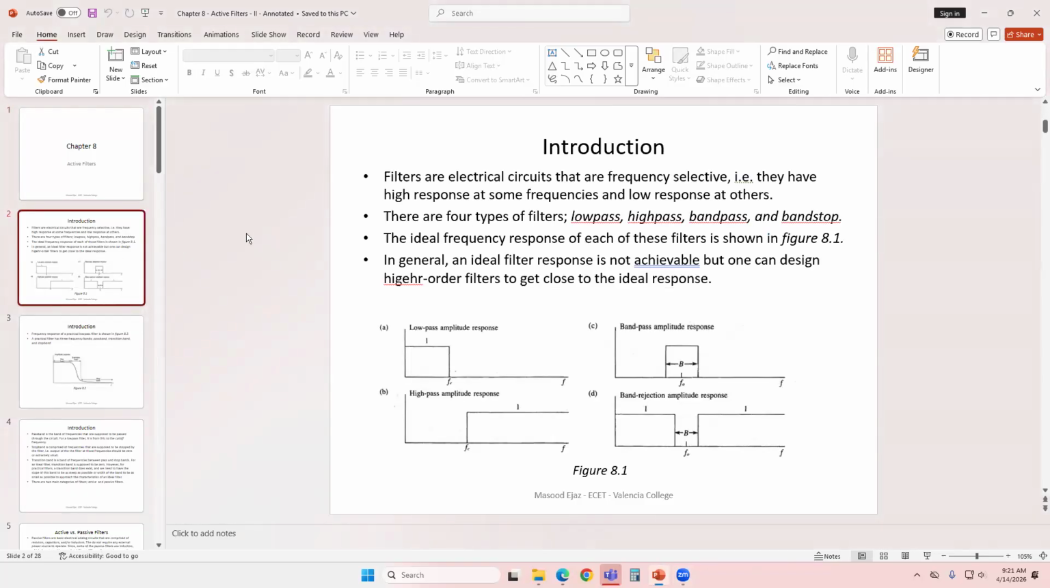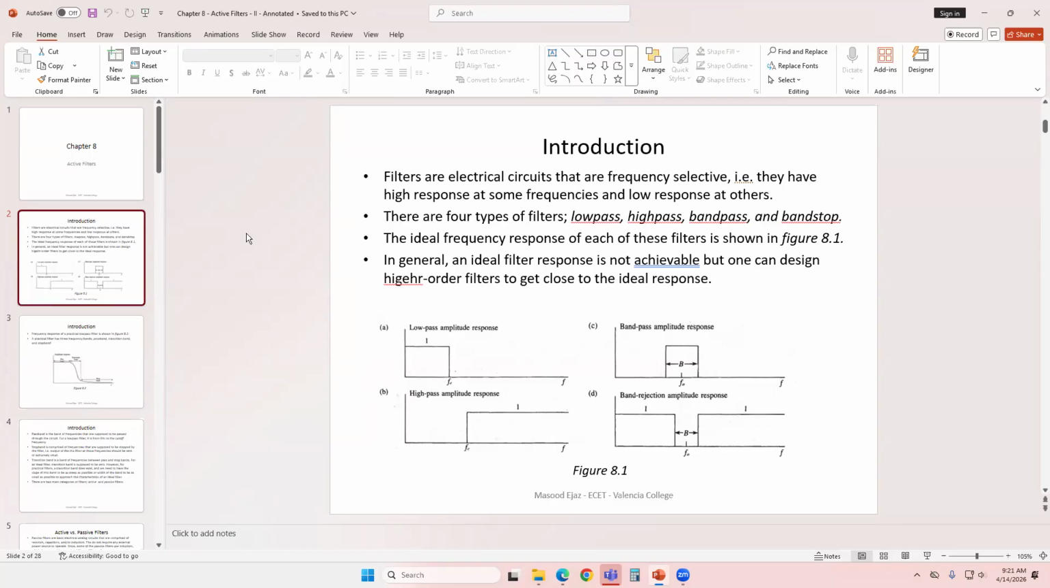So again, many of you are familiar with what filters are. They are frequency selective circuits. They select the output of the circuit over a band of frequencies. And outside that band of frequencies, the output is supposed to be 0.